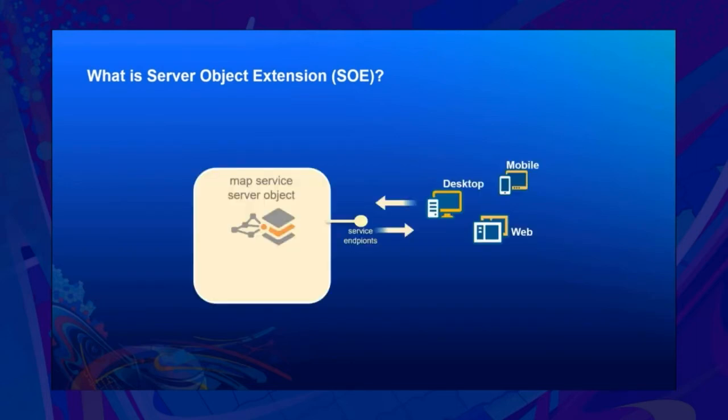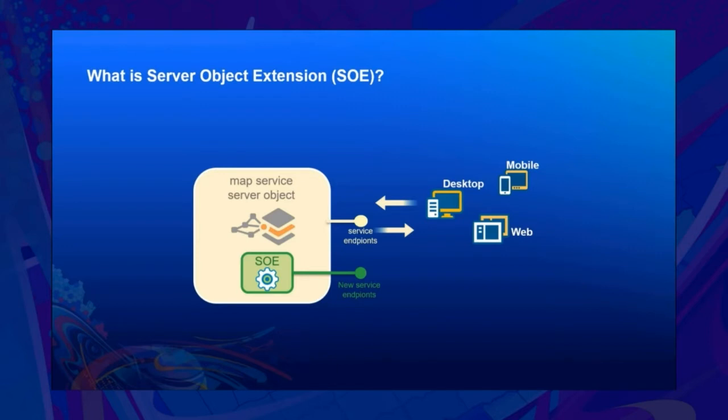Let's move on to our next topic, SOE, Server Object Extension. Let's see how an SOE works. This is a server client diagram, and we can see no SOE is attached with the service yet. The client sends requests to the server object through the service endpoint. The service endpoint is essentially the service URL that client applications can use to access the service. One service can have multiple service endpoints. These service endpoints point to different resources and operations, such as query, export map, and so on.